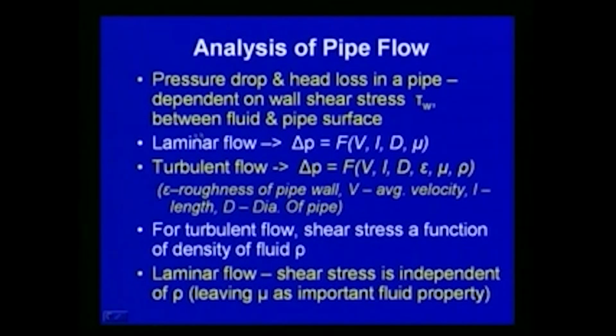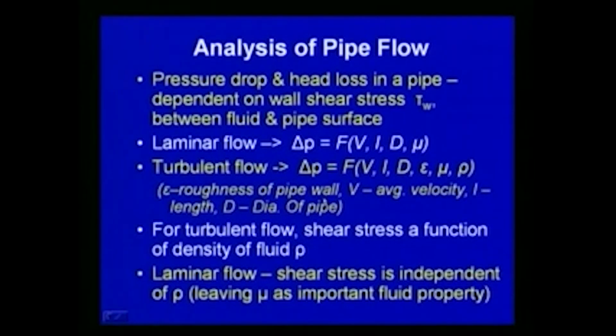It is generally this pressure loss, pressure drop or head loss that is a function of only the average velocity, length of the pipe, diameter of the pipe and the coefficient of dynamic viscosity. And also we can see that the shear stress is a function of the density of fluid rho. So, as far as laminar flow is concerned, if we analyze the laminar flow, we can see that the shear stress is independent of rho, leaving mu as the important fluid property. So, this is the difference when we deal with pipe flow, whether it is laminar or turbulent flow.